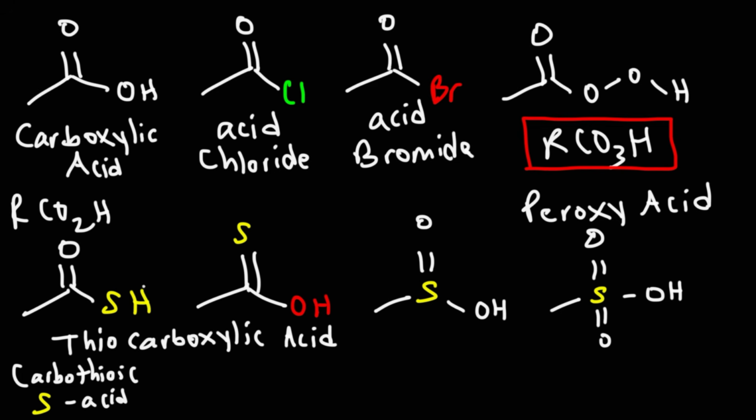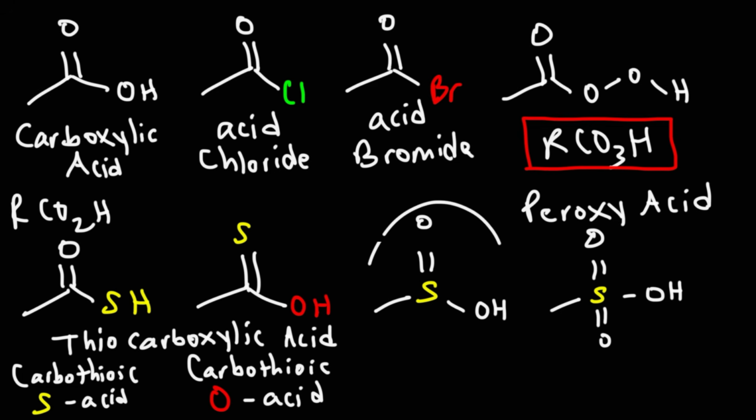The acidic hydrogen is on the sulfur. The one on the right, it's also called a carbothioic, but instead of an S acid, it's called an O acid. The acidic hydrogen is on the oxygen. But they're both known as thiocarboxylic acids. Now, this is not a thiocarboxylic acid. That's something else entirely. This is called a sulfinic acid.